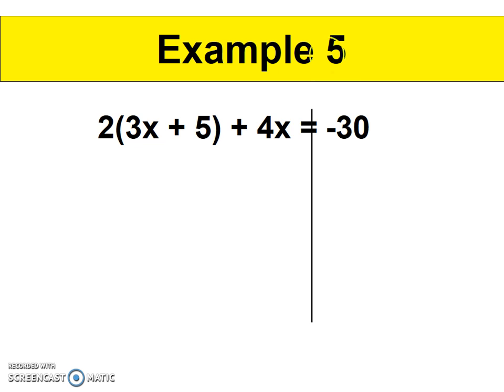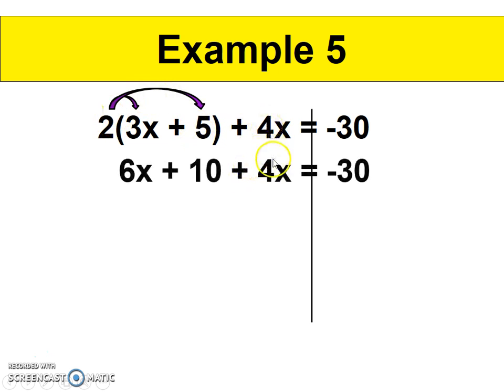Okay, hopefully you said we're going to distribute, so I'm going to take this 2 and distribute into each part inside the parentheses. Notice I'm not multiplying by 4x because that's outside the parentheses. I only distribute to the terms inside the parentheses. So 2 times 3x, that's 6x, plus 2 times 5 is 10, and I bring down the plus 4x because it didn't go anywhere, I just didn't have to deal with it yet, and that's still equal to negative 30.